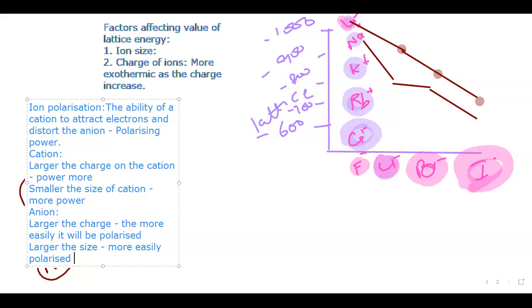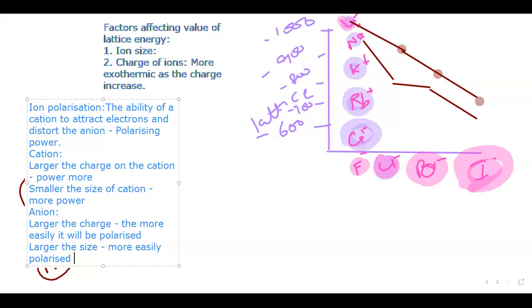And the larger the size of the anion, the more easily it is basically going to get polarized, because the electrons are going to be further away from the nucleus. So it's easy to pull the electron cloud for the positive ion. This is all making sense?